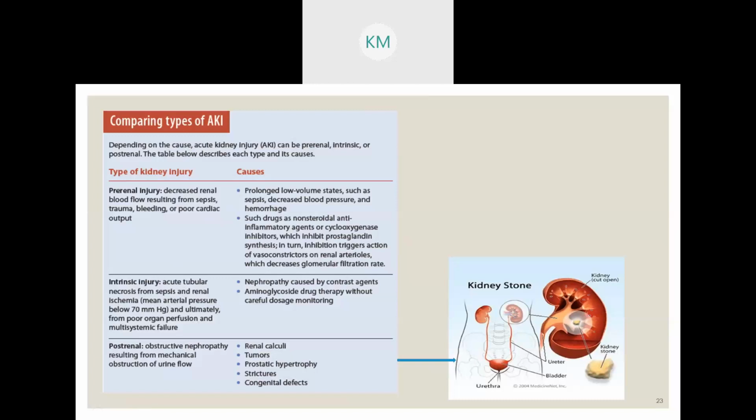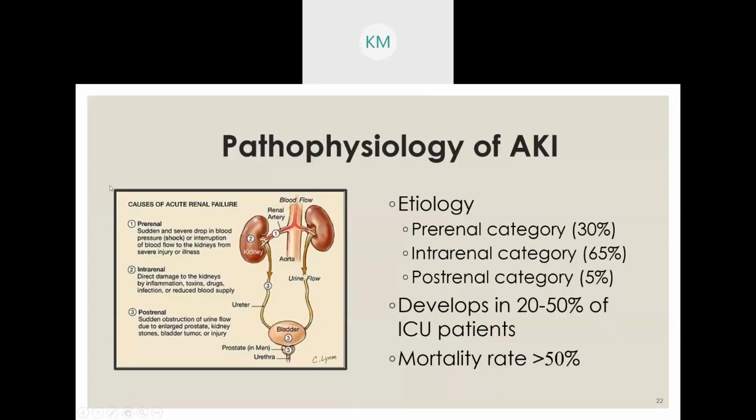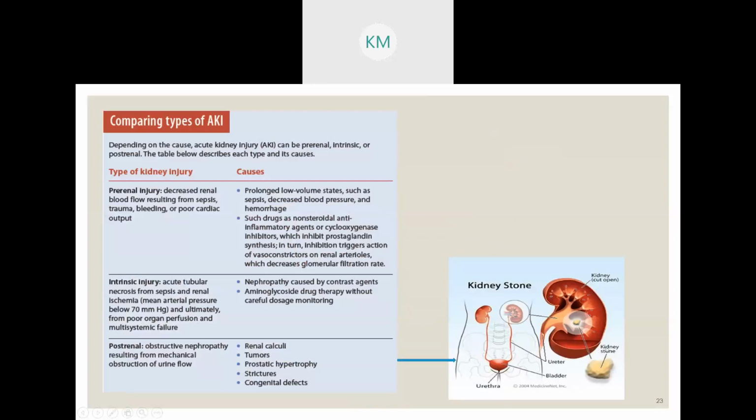Then you have postrenal, caused by inadequate drainage of the urine distal to the kidneys. This would be your kidney stones. Something is blocking it. It could be a tumor. It could be a congenital defect. Okay, pre-renal, intrinsic, postrenal. Hold on, let me go back. It's also here. It's on both of them. I think that's important to know. Okay.